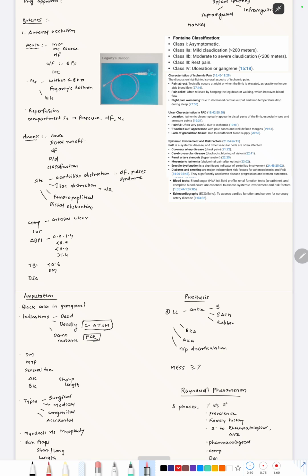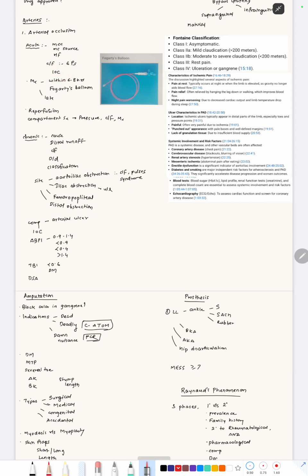The first topic in the arteries is arterial occlusion. It is divided into two, that is acute arterial occlusion and chronic arterial occlusion. In acute arterial occlusion, the most common cause is going to be embolus. The most common source is going to be the heart, and the risk factors are going to be coronary artery disease and atrial fibrillation. The clinical features consist of 6 P's: pain, pallor, paresthesia, poikilothermia, that is cold limbs. But very important, two things: pulselessness and paralysis. Pulselessness and paralysis are considered to be the late signs.